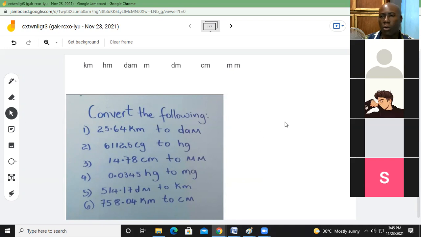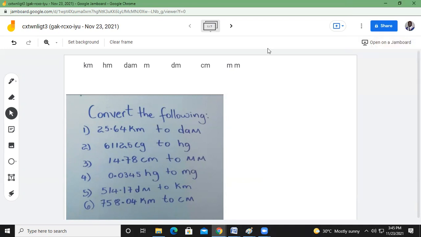So here's the deal. What we wanted to look at here is to convert the following. We want to convert from kilometer to decameter. We wanted to convert centigram to hectogram here. Centimeter to millimeter. Somebody's disturbing class.